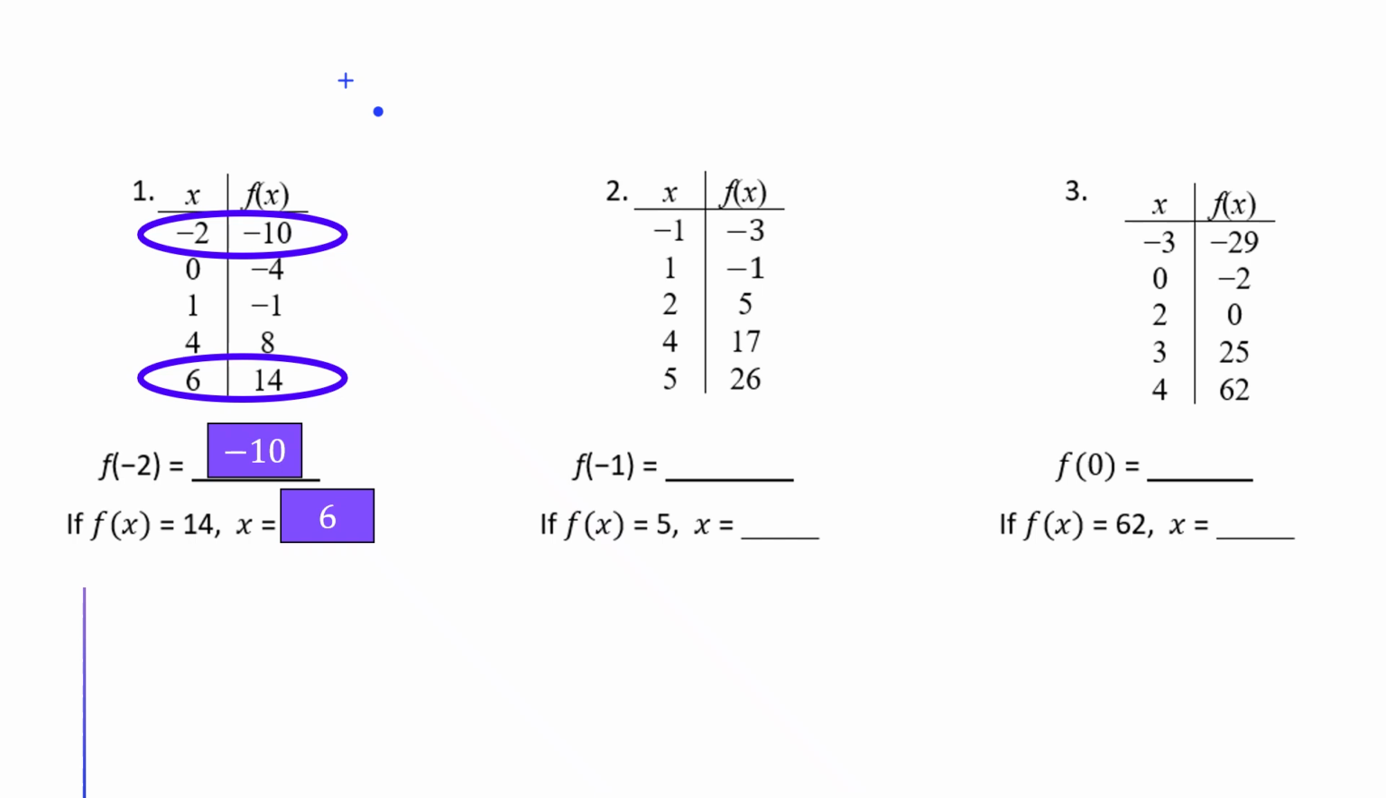So in number 2, they're asking us to find f of -1. So that means x is -1. So go in your table and figure out where x is -1. Notice the function value is -3 at that point. So f of -1 is equal to -3.